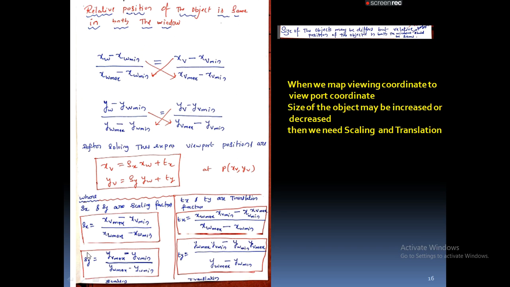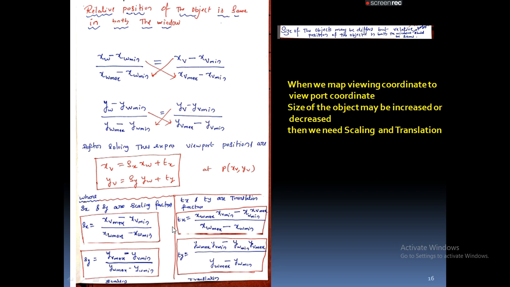We already studied this in the two-dimensional geometric transformation called scaling. After cross multiplying, we get sx as this one and sy as this one, and we assume the x-axis value goes with sx and the y-axis value goes with sy.